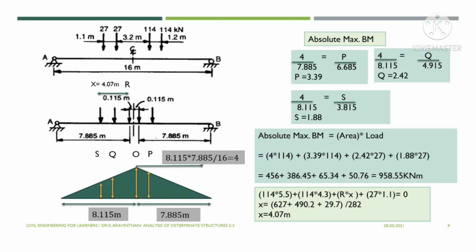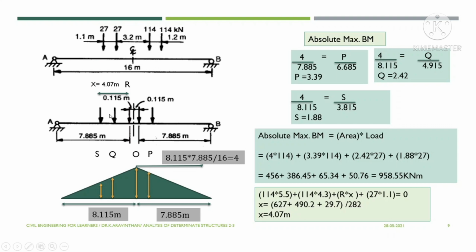Okay, if this is the case, what is the largest load? As discussed earlier, the maximum bending moment will occur with the largest load. So I can see the largest load as 114. The distance between 114 and the resultant: the 114 is at a distance of 1.1 plus 3.2, which will be 4.3 from the point S.